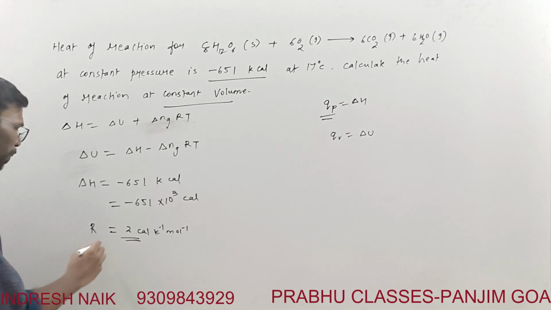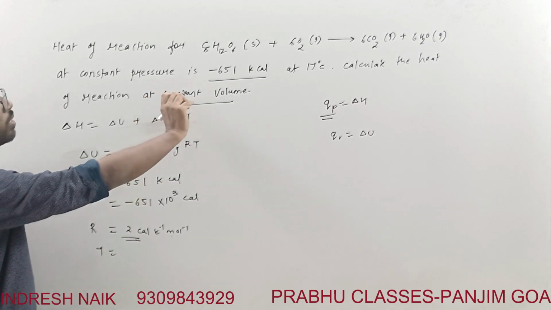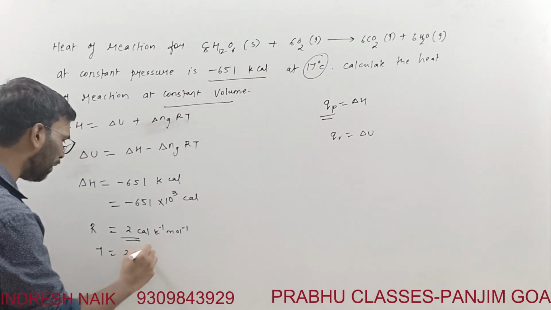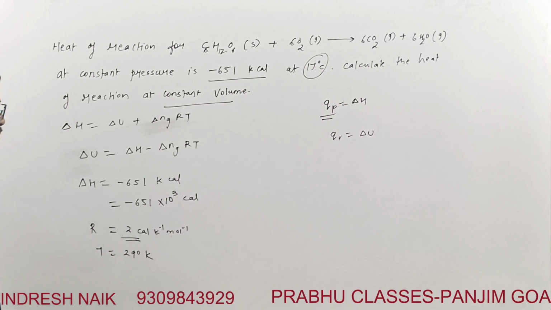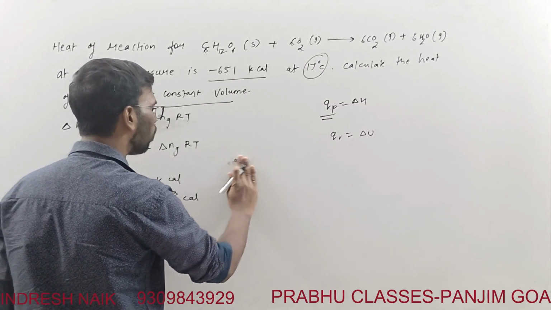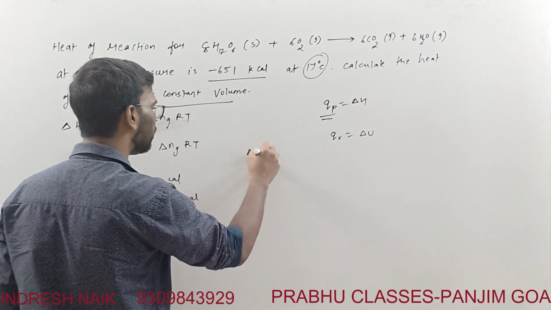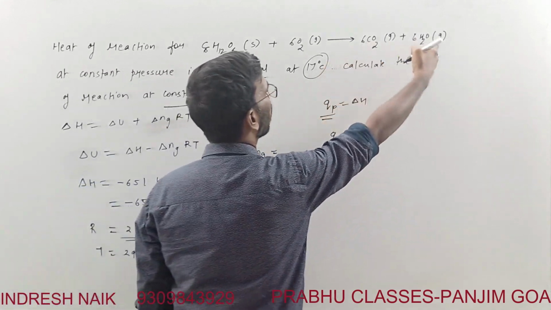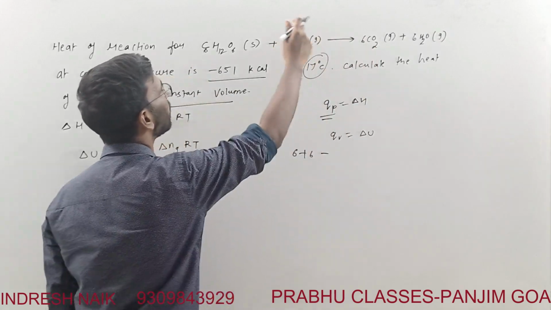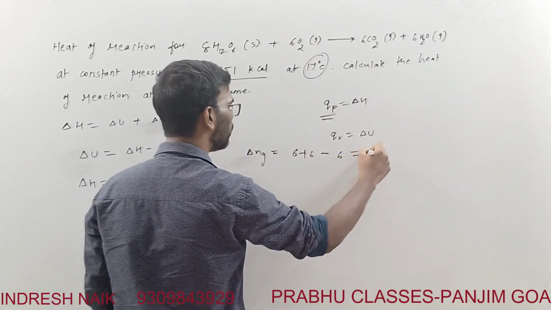And temperature is how much? Temperature is 17 degrees Celsius, which means 290 Kelvin, right? And what is delta Ng? Delta Ng for this reaction is the gaseous product, that is 6 plus 6, minus the gaseous reactant 6, which is equal to 6.